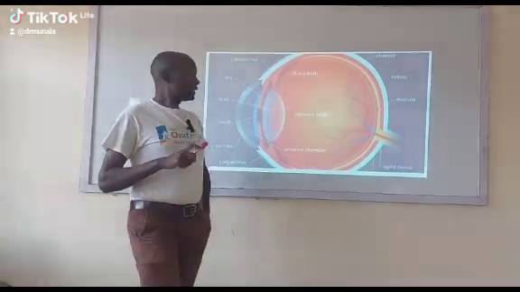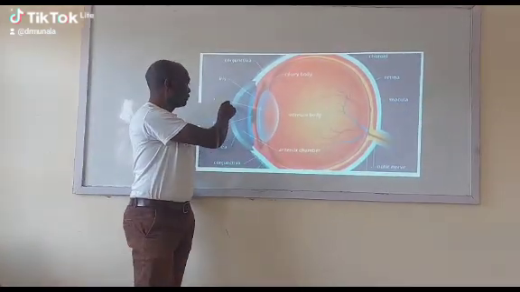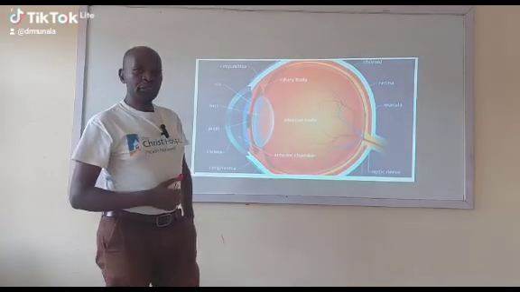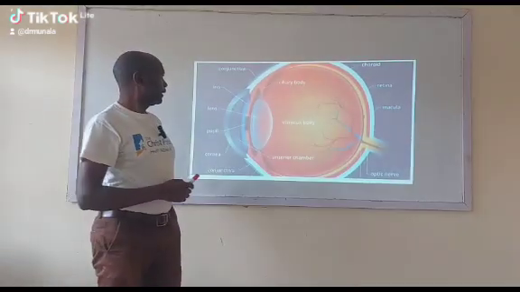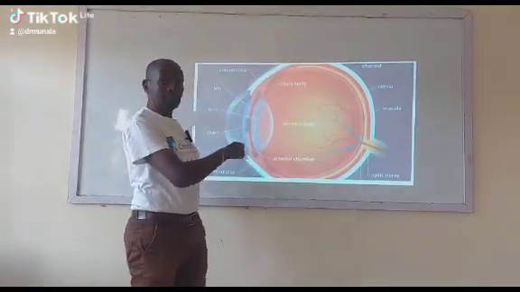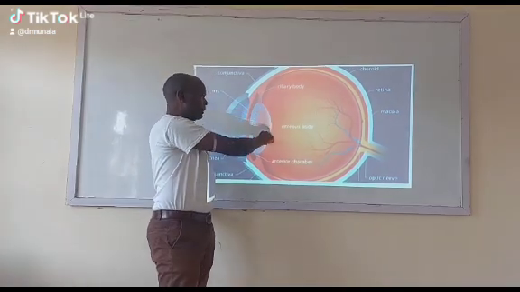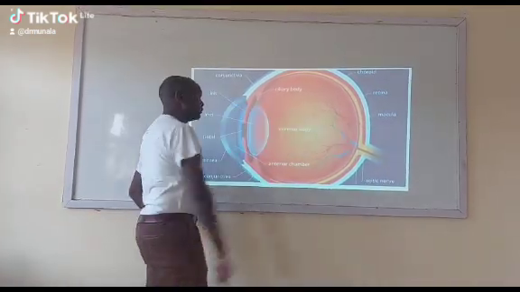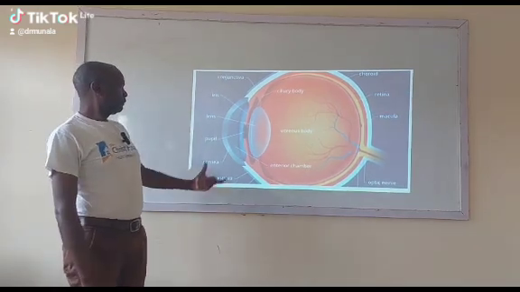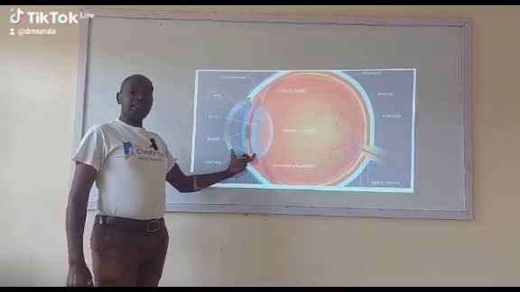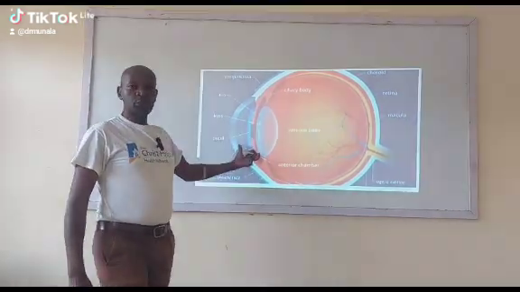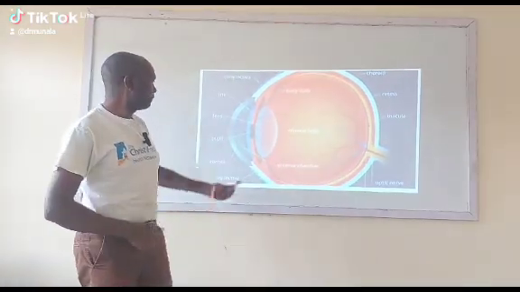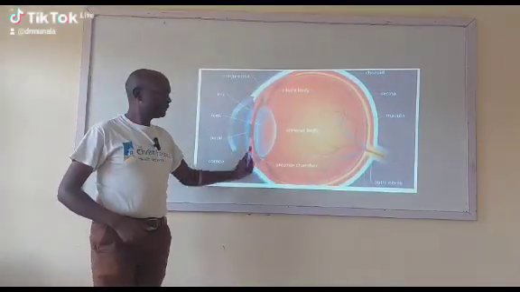The anterior segment starts from the cornea to the anterior capsule of the lens, and then the posterior capsule, the posterior segment starts from the posterior capsule of the lens to the retina. And then the anterior segment is further divided into two. We have what we call the anterior chamber and the posterior chamber.